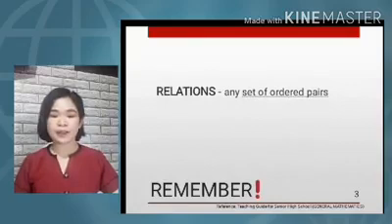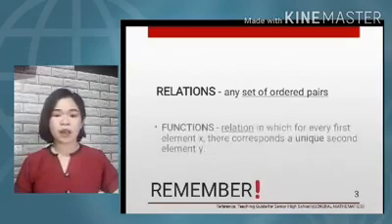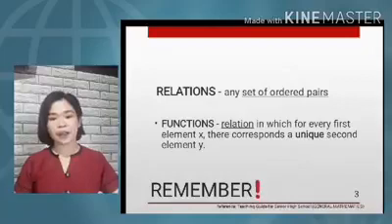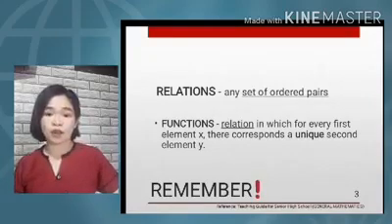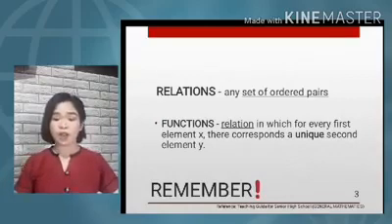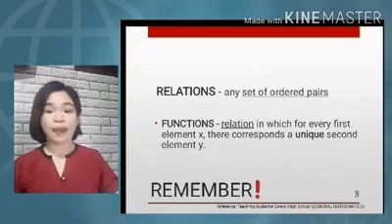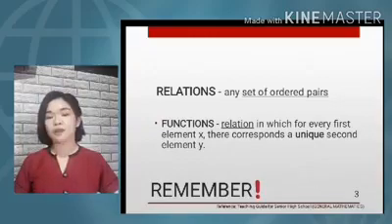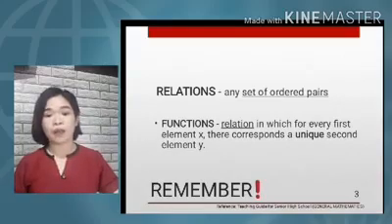We say that a relation is any set of ordered pairs, wherein we have many pairs of numbers, and we consider the first set of coordinates as the domain or the x, and the second set of coordinates is the range or the y. However, when we say function, it is a relation in which for every first element x, there corresponds a unique second element y, meaning we only use the value of x once for every y. The usage of x cannot be repeated. Okay? So, in order for us to say that the relation is a function, the x should be used once.